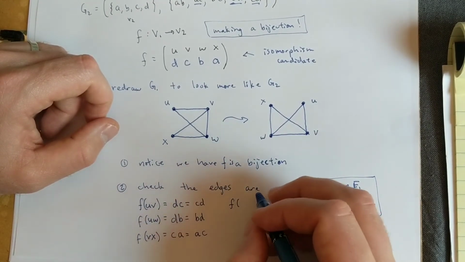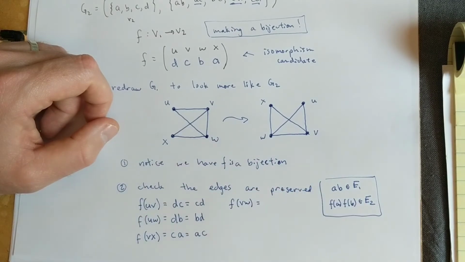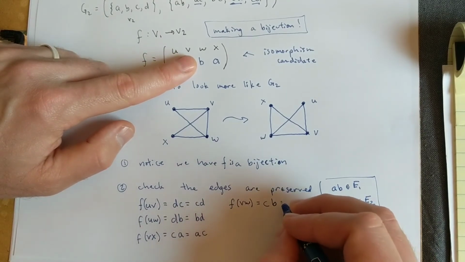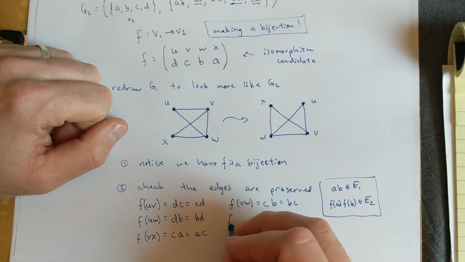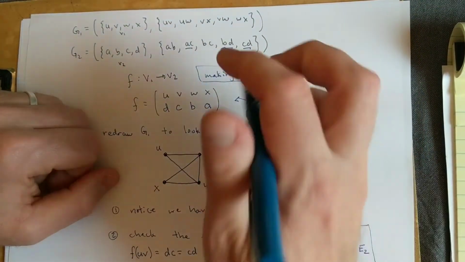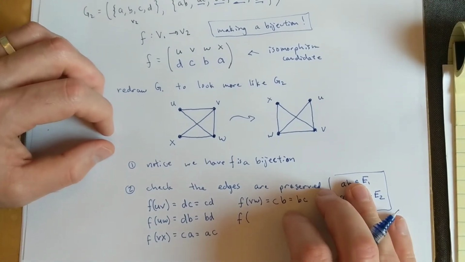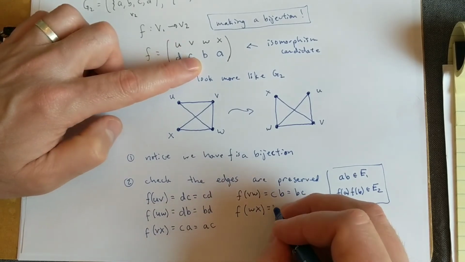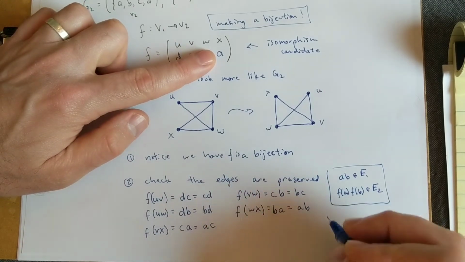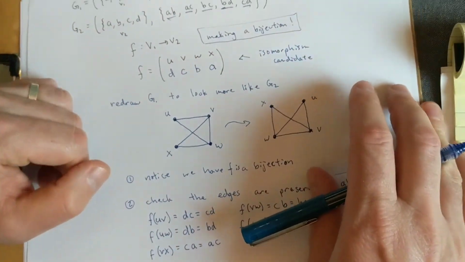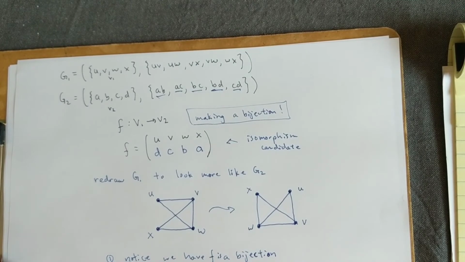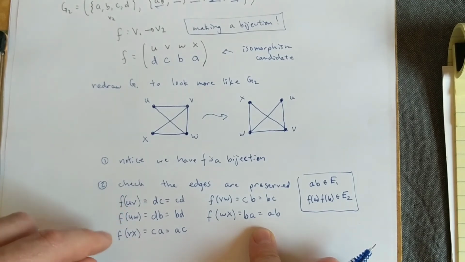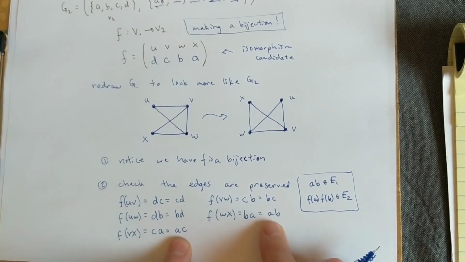And then let's just keep going. So we've done through VX, let's do VW. V goes to C, W goes to B, and we're out of order, so let's put them back in order. And notice that it's here. And the last one is WX. W goes to B, X goes to A, so this is AB, which is the last edge in the edge set for G2. So notice that when we send the edges from G1 to the edges of G2, we get exactly the edges in G2.